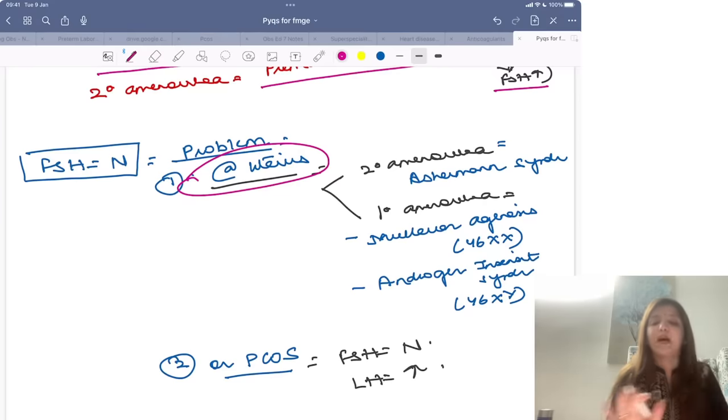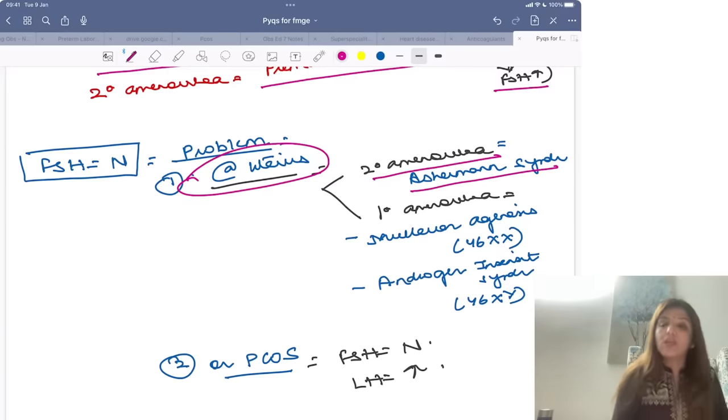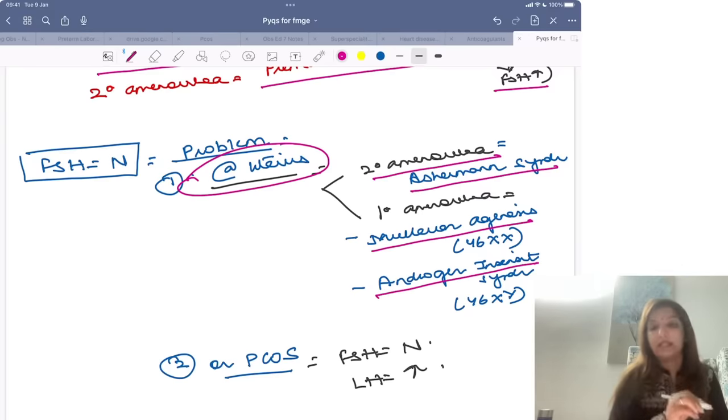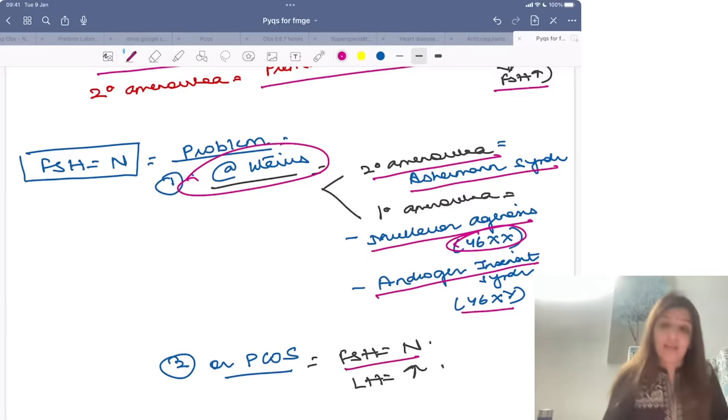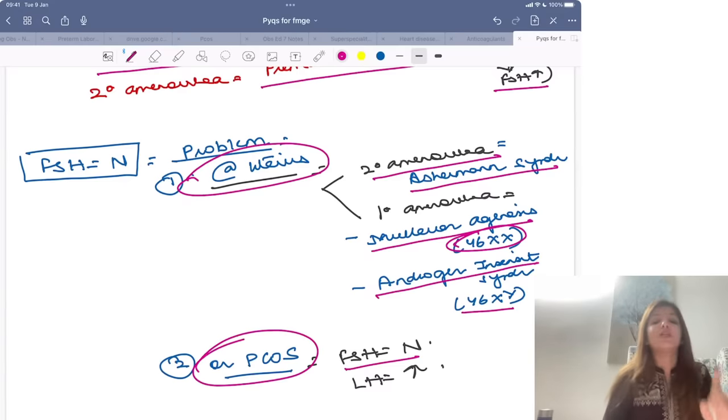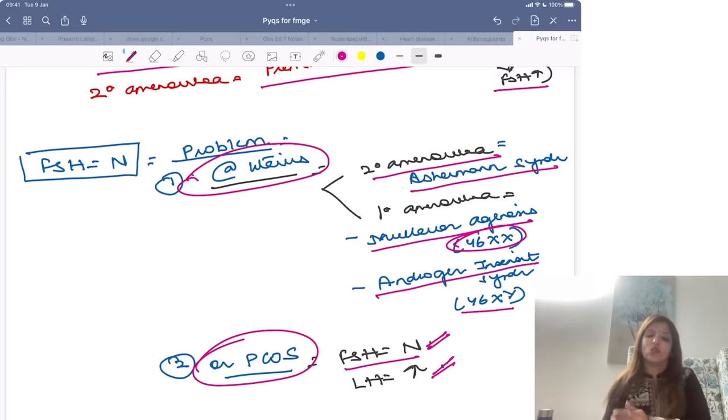Problem na to hypothalamus mein hai, na pituitary mein hai, na ovary mein hai. So, uterus ki problem which leads to secondary amenorrhea is Asherman syndrome. Uterus ki problem which leads to primary amenorrhea is Mullerian agenesis and androgen insensitivity syndrome. Mullerian agenesis mein 46XX diya hoga, androgen insensitivity mein 46XY diya hoga. Another reason which can lead to FSH normal and amenorrhea is PCOS. Please remember, PCOS ke patients mein FSH levels are normal, LH levels are high and they can present to you as a case of amenorrhea.